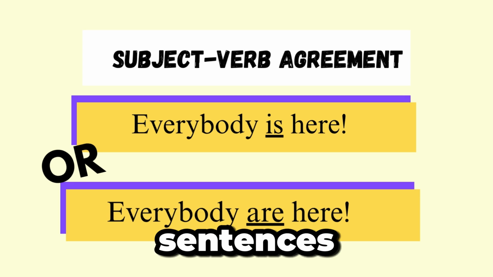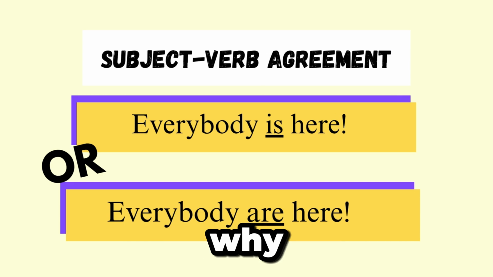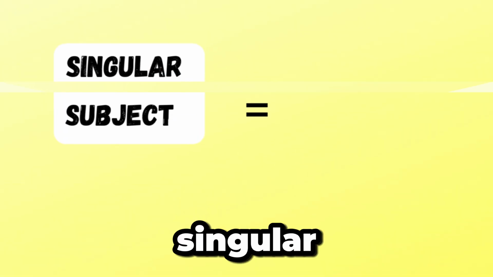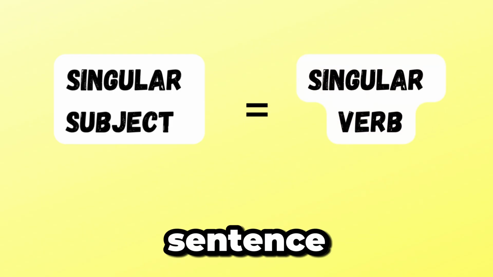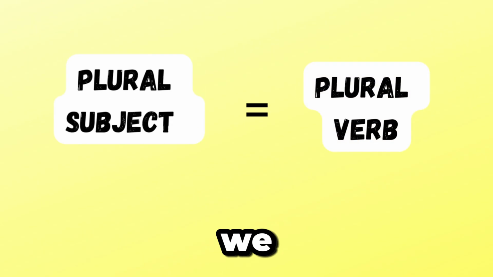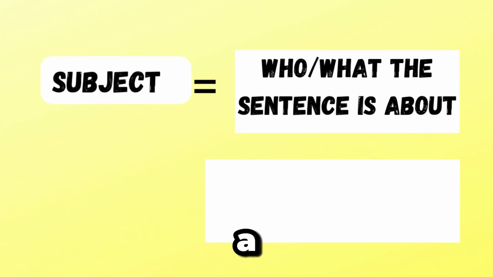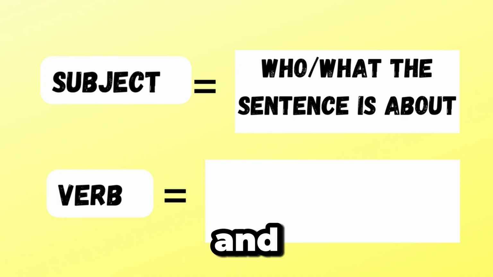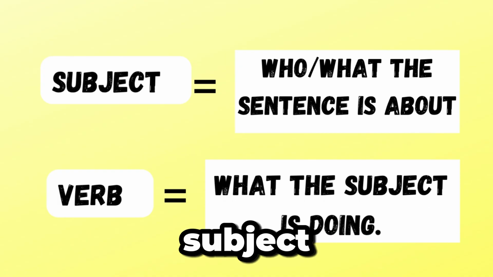One of these sentences is incorrect, and I will tell you why. When we have a singular subject, the verb in the sentence has to be singular as well. Same with plural subjects. We have to have a plural verb in the sentence. A subject is what a sentence is talking about, and the verb is what the subject is doing.